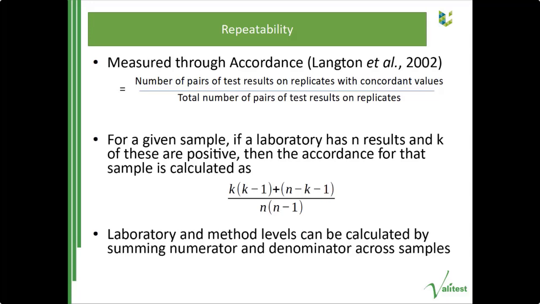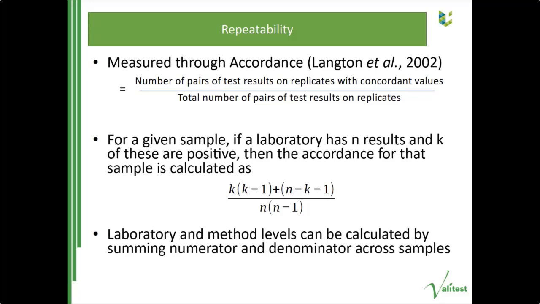To calculate it for a given sample, if a laboratory has n results and k of them are positive, then the accordance for that sample is calculated as k multiplied by (k minus 1) plus (n minus k) multiplied by (n minus k minus 1), divided by n multiplied by (n minus 1). The numerator is proportional to the number of pairs with the same value, and the denominator is proportional to the total number of pairs of results.